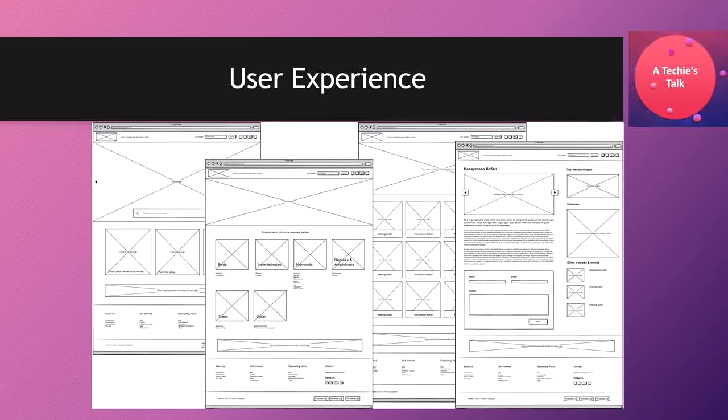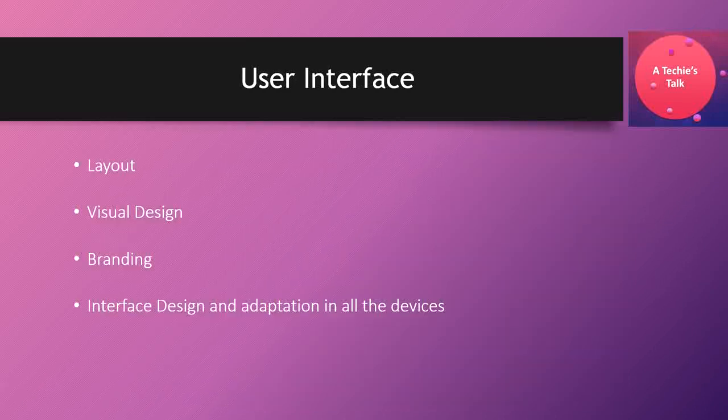Once after the client's approval, we proceed with the UI. UI is nothing but user interface. In the user interface, we develop the layout, visual design and branding, and mainly interface design and adaptation to all devices. Don't panic about these terminologies. They are just keywords, but basically we will be developing our static web page code.